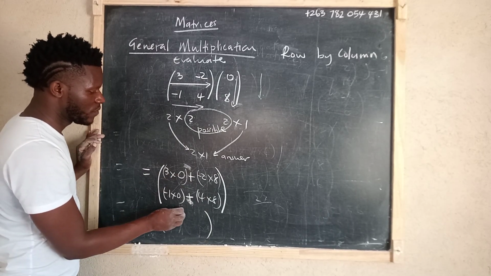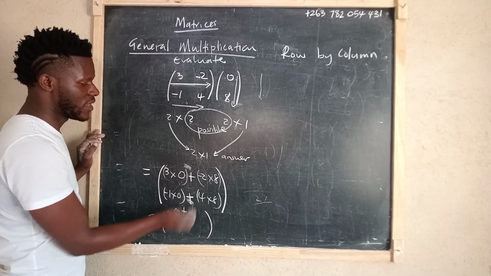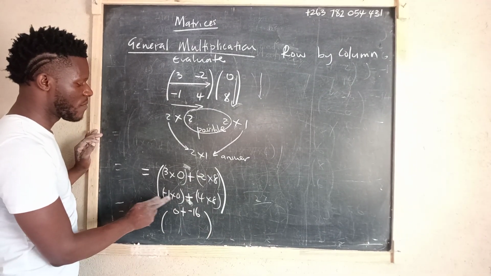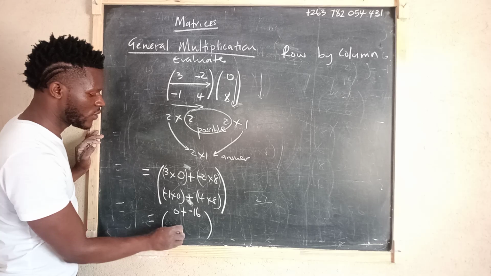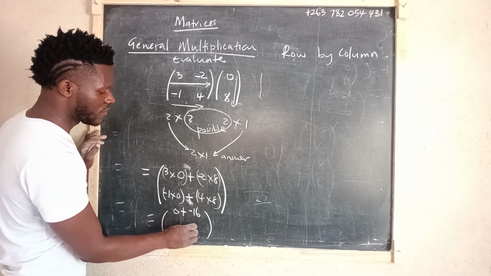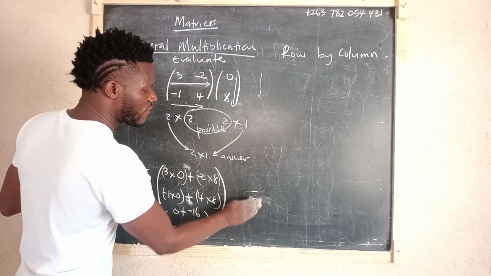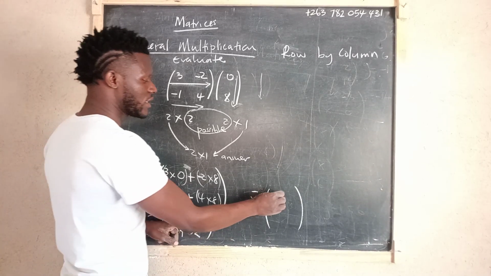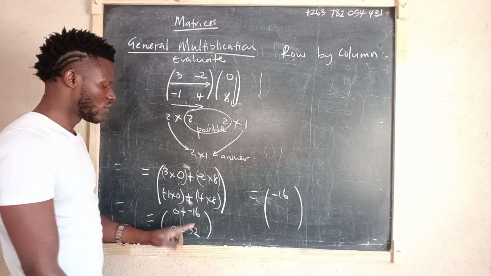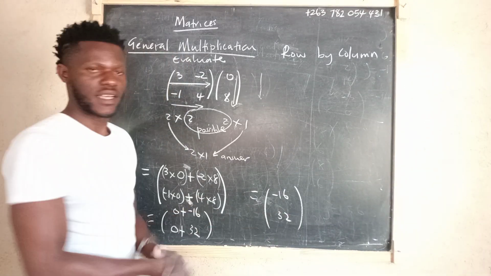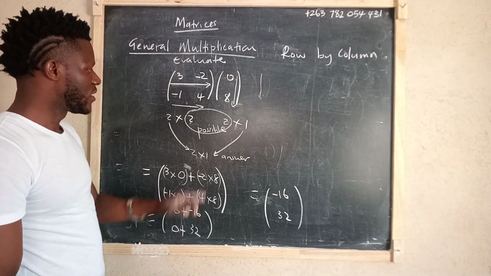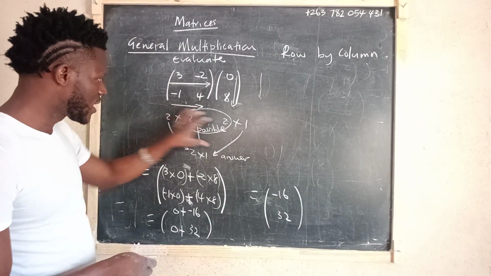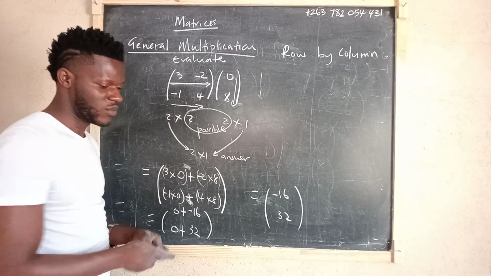3 times 0 is 0, plus minus 2 times 8 is minus 16. Minus 1 times 0 is 0, plus 4 times 8 is 32. And the final answer is 0 plus minus 16, which is minus 16, and 0 plus 32, you get 32. So it's important now because these matrices come in different orders, so you must state their orders to check if it is possible to multiply.